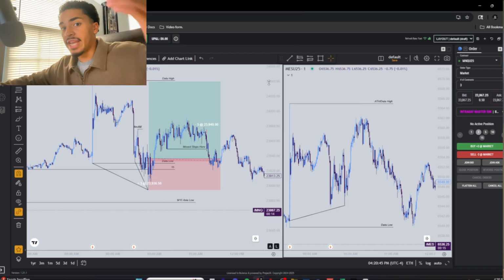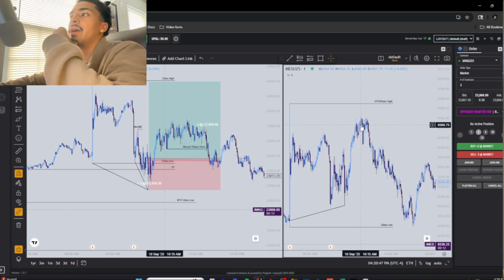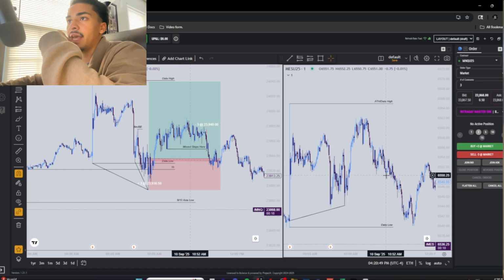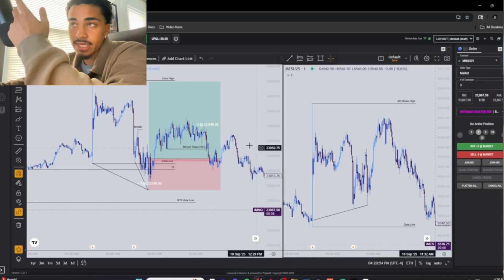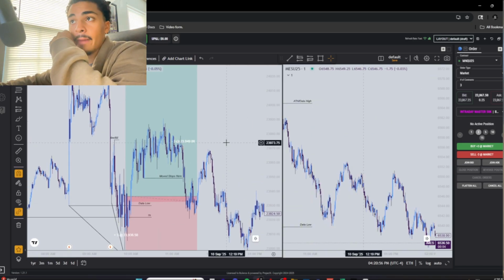Once ES took the data high, I would move stops up to trail, but that's when it started dumping, and NQ consolidated and then ultimately followed. So ES was the leading index today. Overall, I'm proud of this trade.